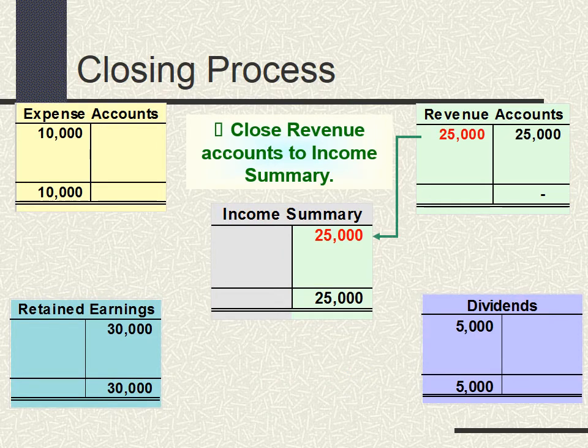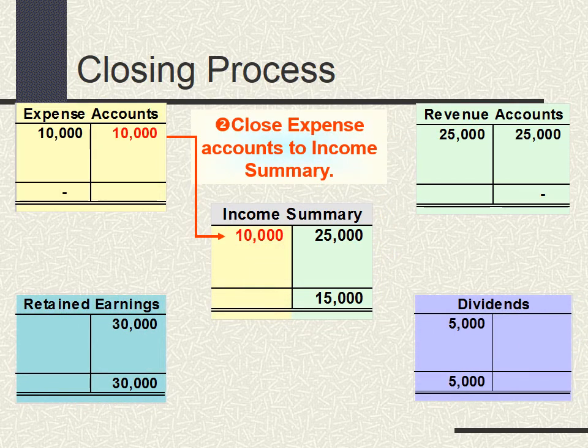Okay, first, close revenue to income summary. When we say close, we're going to make a journal entry that moves revenue to income summary. And notice what the ending balance is? Nothing. 0.